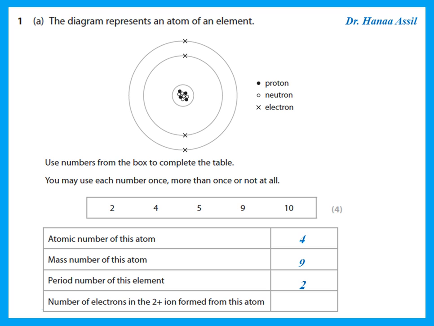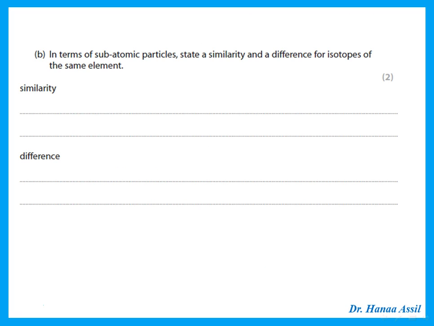Number of electrons in the 2+ ion. What do we mean by 2+ ion? That means if this atom loses 2 electrons, what would be the number of electrons left? So, of course, it has a total of 4 electrons. If it loses 2 of them, then the electrons in the 2+ ion is 2 electrons.